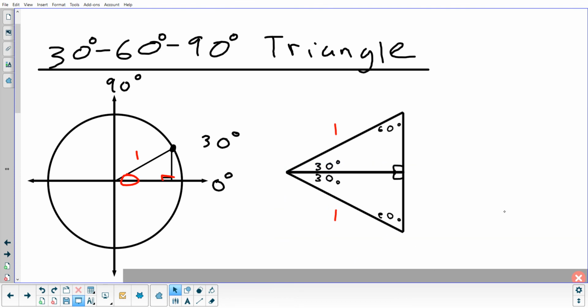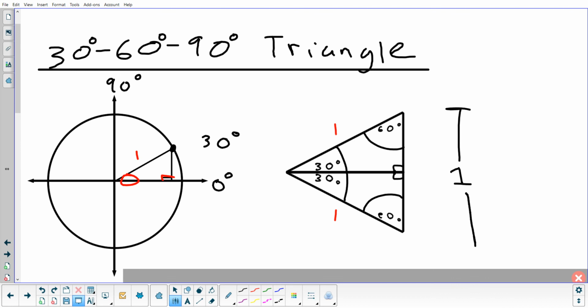Okay, so now I want to look at what we just made. We have a bigger triangle, but can anybody tell me anything about that bigger triangle? Yeah? It's equilateral. 60, 60, 60. Equilateral means what? All sides are the same. So I already know two of the sides. They're labeled as 1. But I also know that this side is 1.